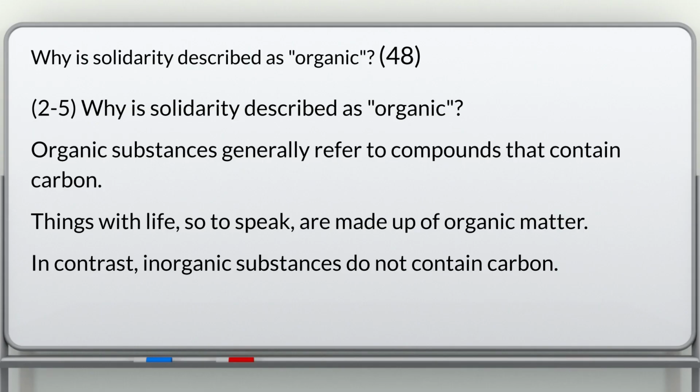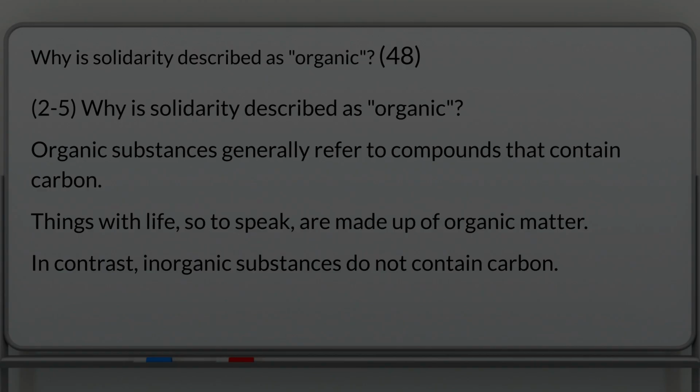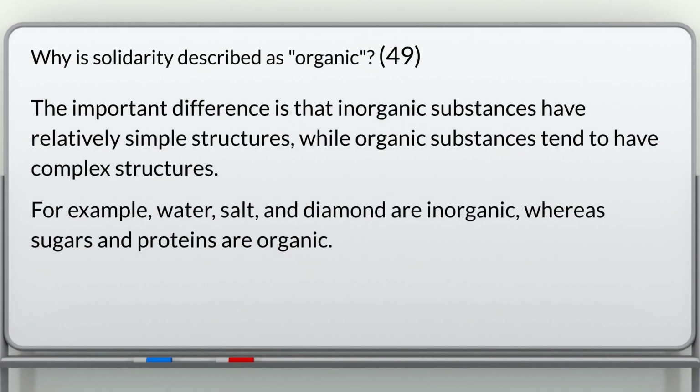I will explain why solidarity is described as organic. Organic substances generally refer to compounds that contain carbon. Things with life, so to speak, are made up of organic matter. In contrast, inorganic substances do not contain carbon. The important difference is that inorganic substances have relatively simple structures, while organic substances tend to have complex structures. For example, water, salt, and diamond are inorganic, whereas sugars and proteins are organic.